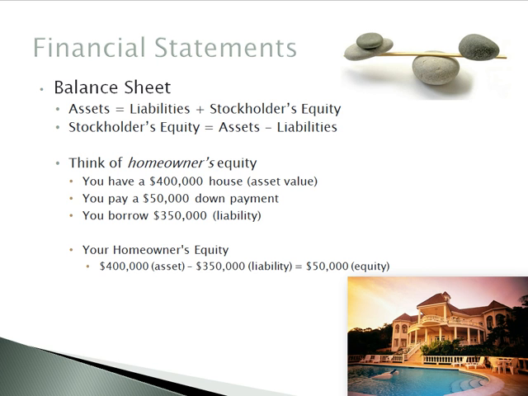Now, what if the value of the house decreases to $200,000? Your equity evaporates and becomes negative. You still owe $350,000 on the house, and the value of the house is now $200,000. Your equity is now negative $150,000. This can also occur in publicly traded companies as well. Retained earnings on the balance sheet can become negative.